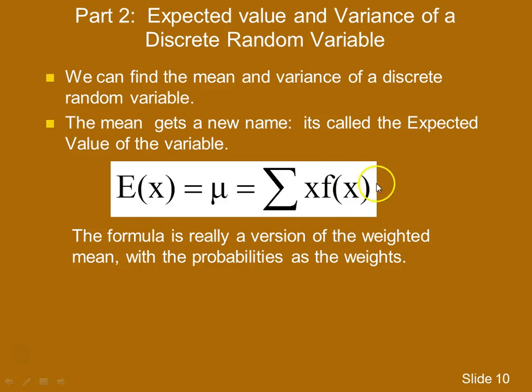Now again, the formula over here may look a little different. We're going to take each value of x, multiply it by its f of x, its probabilities, and sum them. Basically, this is actually a version of the weighted mean formula. We're taking the values of x and weighting them by their probabilities of occurrence, and then summing the result for all values of x.